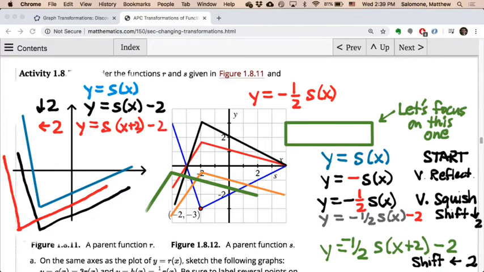Okay, and now let's do our first reflection step here. What do I need to do to reflect this thing vertically, reflect it across the x-axis? Put a negative sign where? Vertical reflection. At the beginning of the function, right? Replace y by minus y, or equivalently, replace this whole right-hand side with the opposite of the right-hand side. So what's going to happen when I do that? Y equals minus quantity s of x plus 2, minus 2.